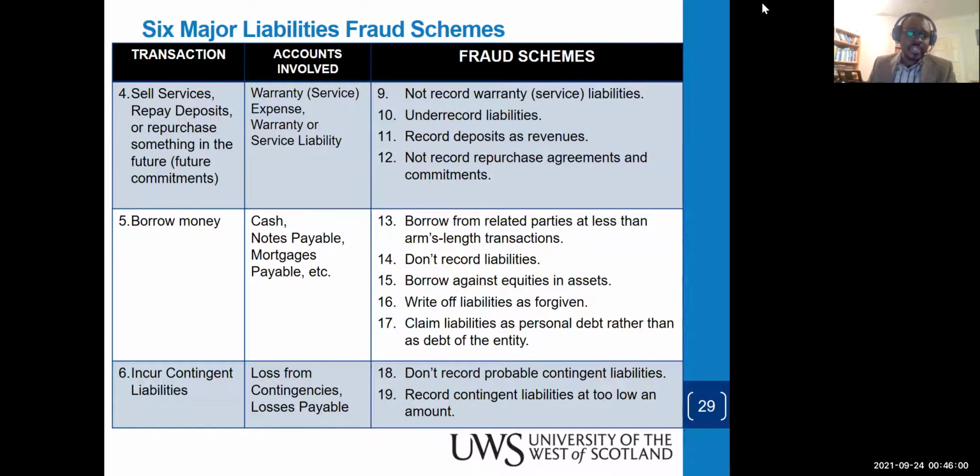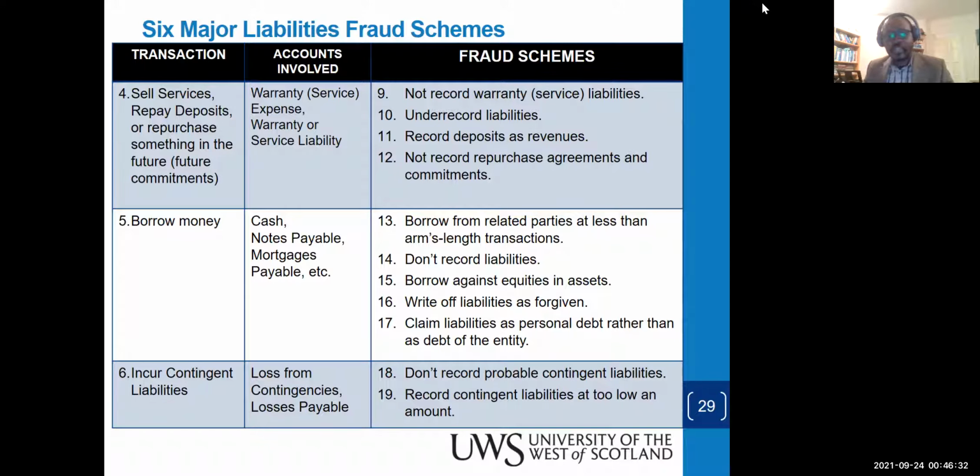We could also sell services, repay deposits, or repurchase something in the future. Future commitments, okay? So accounts involved could be warranty, service expense, or warranty or service liability. And here they may not record the service liabilities as usual, or they will under-record them, or they will record deposits as revenue. Okay, it's interesting. Or they could also record repurchase agreements. They will not record repurchase agreements and these commitments at all.